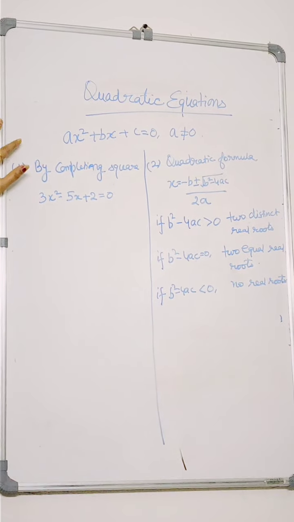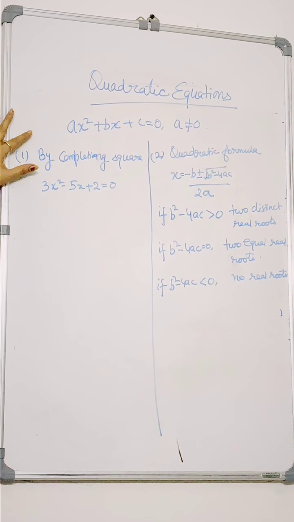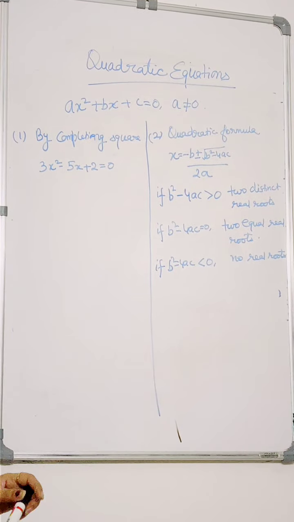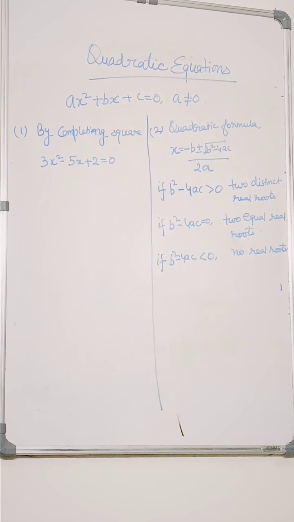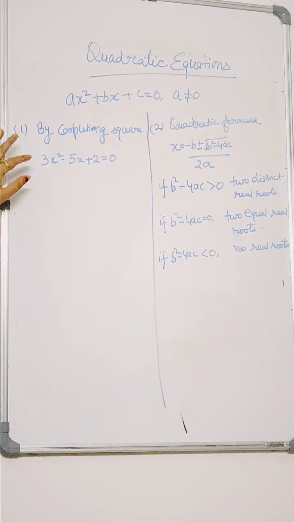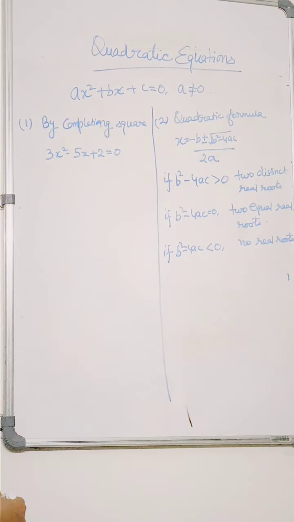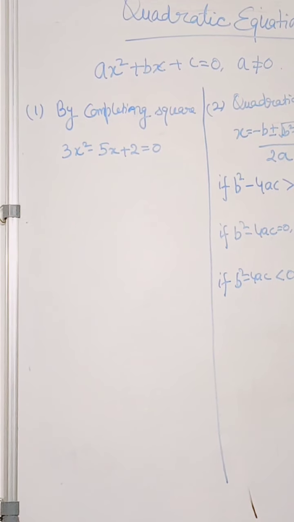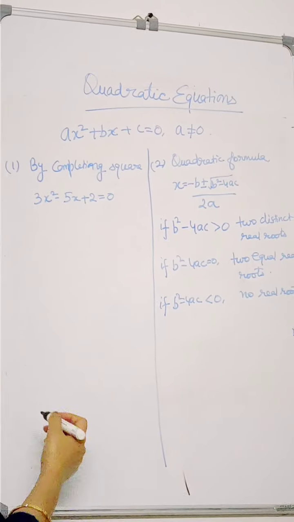The first method is by splitting the middle term, which you have already studied in class 9th, and if you want to know the method of splitting the middle term, you can see my video of quadratic equations, which is also available on my channel. So now there are two new methods: by completing the square and the quadratic formula. First, by completing the square. Let the question be this: 3x square minus 5x plus 2 is equal to 0, and you have to find the roots of this equation.